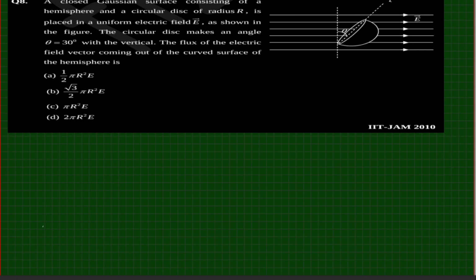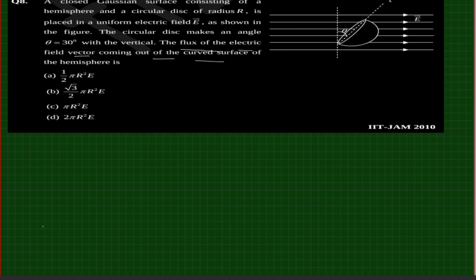Next question is question 8, and in this question there is an electric field passing through this hemisphere with angle theta, and it is asked to calculate the flux of the electric field that is coming out through the curved surface area. So we have to calculate flux through this curved area of the hemisphere. The radius of this circular disc is given, capital R.